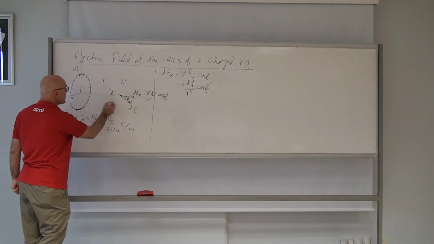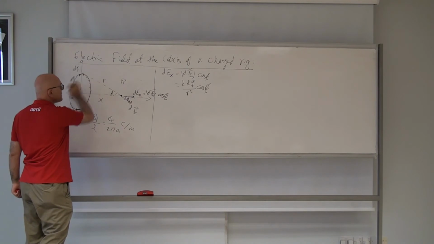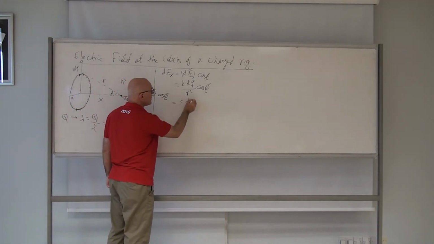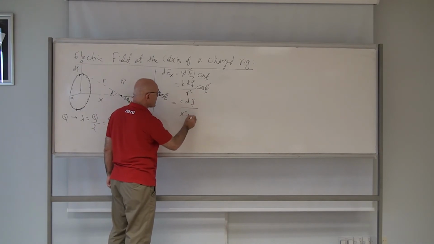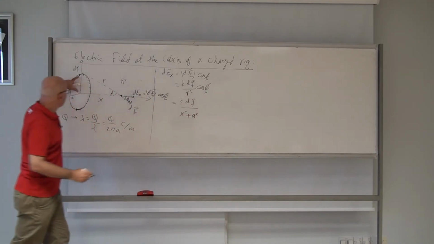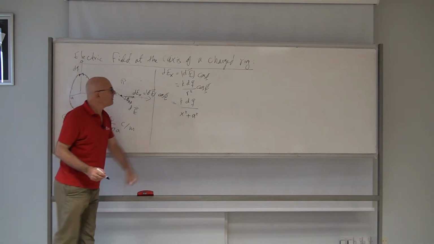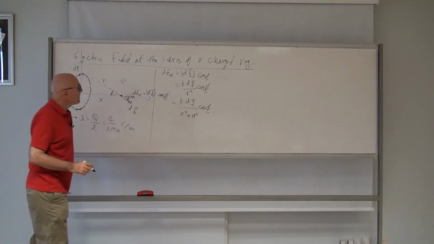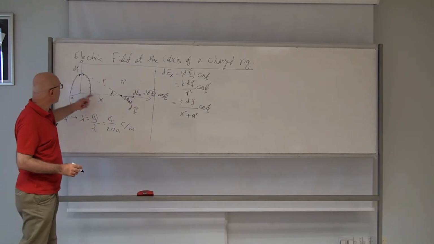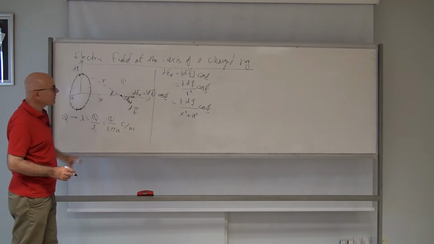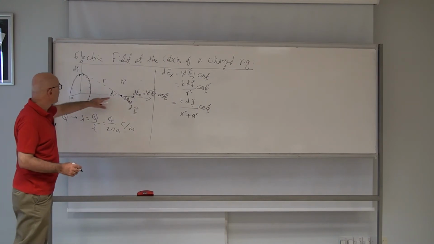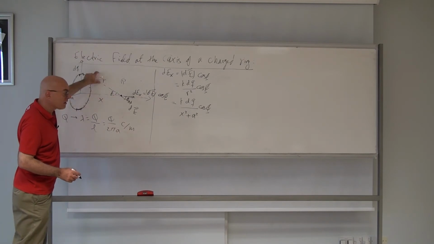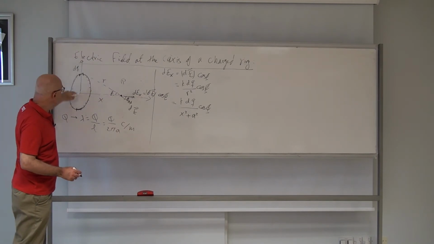What are the coordinates? Now, this is x and this is a. So r square is x square plus a square. So this is k dq over x square plus a square. A is the radius. So cosine phi, this is dEx. Now I can go further actually, and I know that cosine phi is x over r, so it's x over square root of x square plus a square.